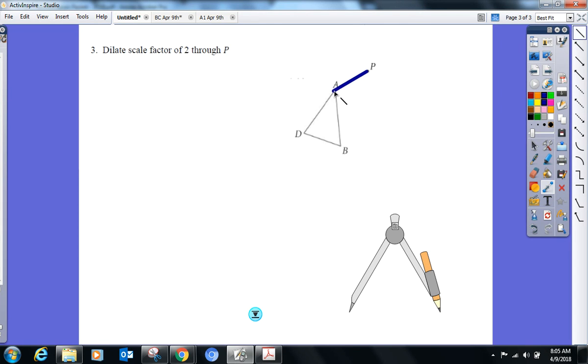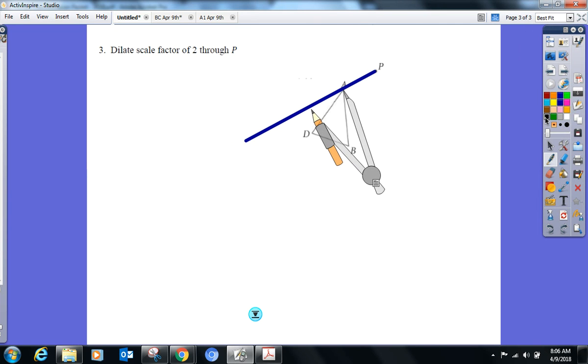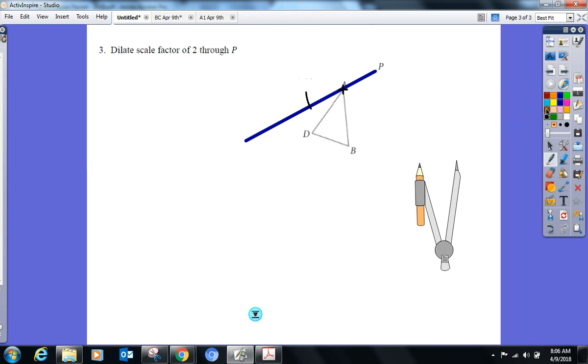So what I'm going to first find is, well, what is that distance from, let's do point A first. What's that distance from point A? I want to double that distance. So I measure the distance with my compass from A to P. And again, I want to double that distance away, so I go on the other side of A and make a mark. And that's where point P prime would be.